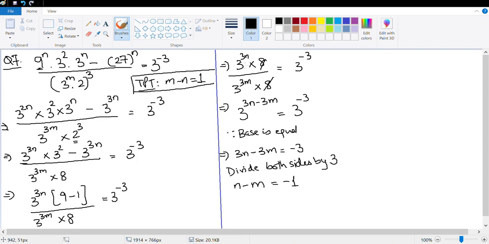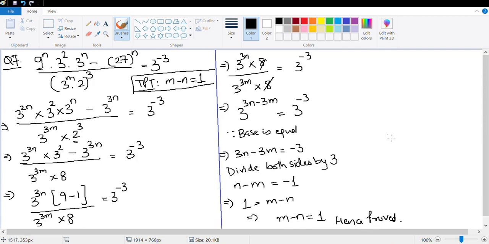Is that what they want me to prove? No, it is m minus n. So let's reverse the signs, take everything on the other side. So 1 comes here, n goes there, m goes there, so m minus n is equal to 1, hence proved. That's what they wanted me to prove.